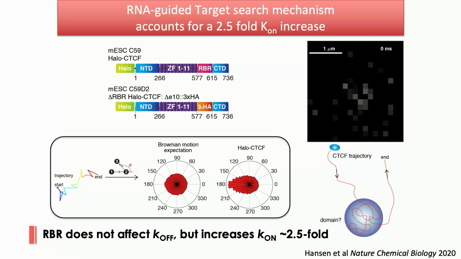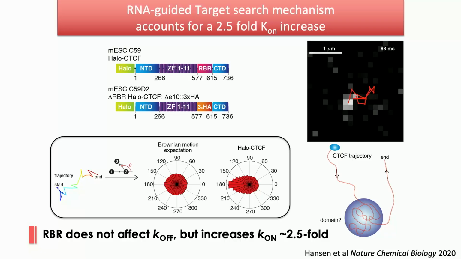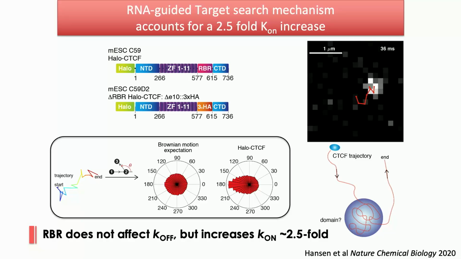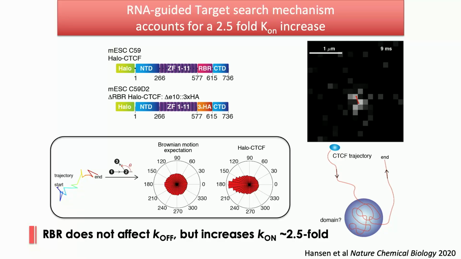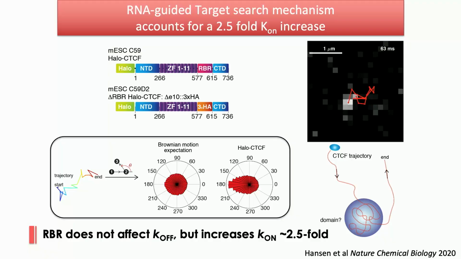But what it is changing, and by a factor of 2.5-fold, is how often CTCF is going to bind to this target. And this is just by trapping the molecule in small regions where you are de facto going to increase the local concentration, the apparent concentration, and change the frequency of binding events. So again, a regulation of K-on, and not a regulation of K-off, of the on rate.